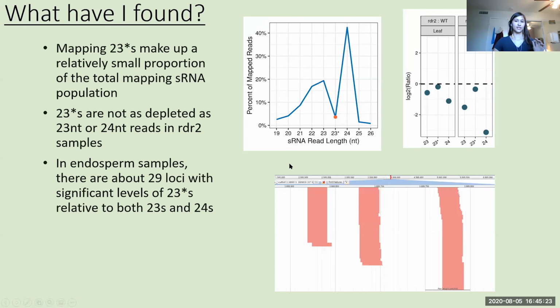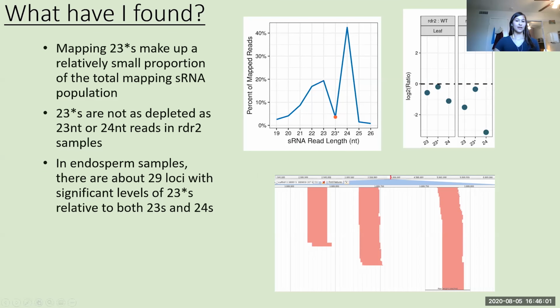However, I also found that there's a small subset of loci where 23 stars are produced at significantly higher levels than would be expected relative to regular 23 nucleotide and 24 nucleotide reads. So we're kind of concluding that 23 stars are either not produced by RdR2 as seen in vitro, and that this may have just been the result of the experiment being done in vitro rather than in vivo in the first place, or perhaps 23 stars are RdR2 dependent and just degrade incredibly quickly relative to their 24 nucleotide counterparts. And so we're currently looking into possible ways to try and determine one or the other.